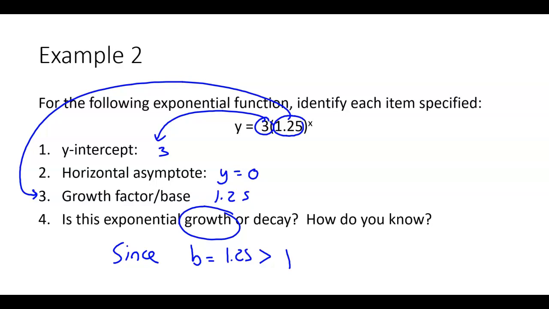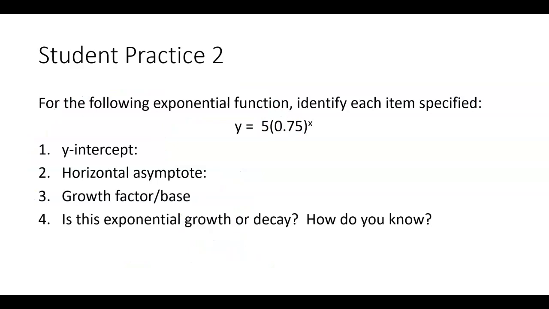So I know that this function, if I graphed it, would look something like this. But we'll get to that on another day. You don't have to worry about graphing for now. Okay, so you should be able to identify your y-intercept, horizontal asymptote, growth factor, and tell me whether it's a growth or a decay at this point. Any questions about any of that stuff before we roll on? So there's a student practice for you. And I think that'll be it for today. So go ahead and try those things, and we'll see what you guys get.